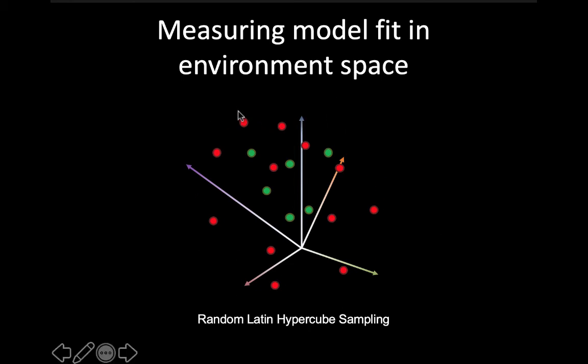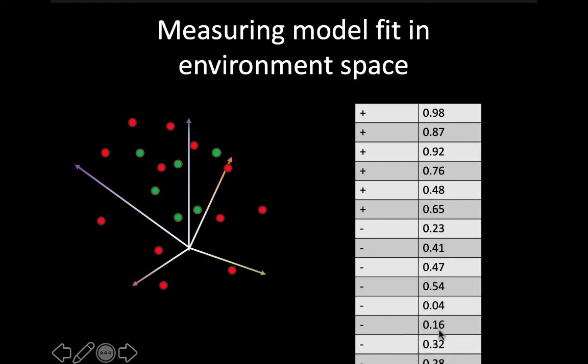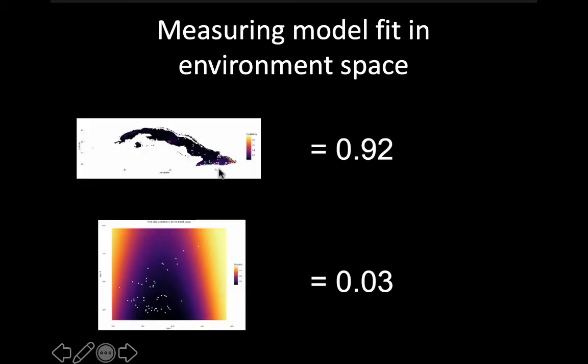We select those points at random using random hypercube sampling, and then we measure what the model predicts the suitability of habitat is at those combinations of environments where we have not observed our species. And in the case of our pathological model I had here, in our geographic space, we've got a test AUC of 0.92. In environment space, we've got a test AUC of 0.03.